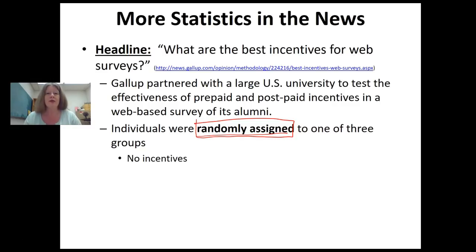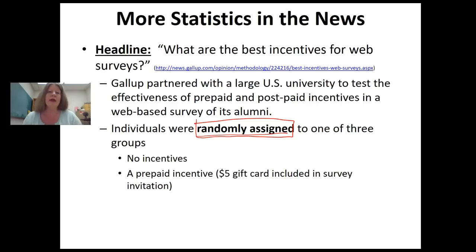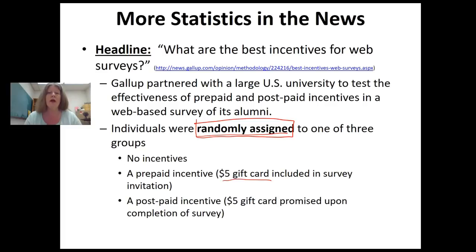So they had these three groups. One group received no incentives at all. So they were just essentially sent a survey, and then they were asked to complete the survey. Another group was given a prepaid incentive. So they were sent a survey, and in addition, a $5 gift card was included with that survey. And then there was a third group where they were sent a survey, and they were told, if you return this survey, or if you complete this survey, we will send you a $5 gift card. So the postpaid incentive versus prepaid. Okay.